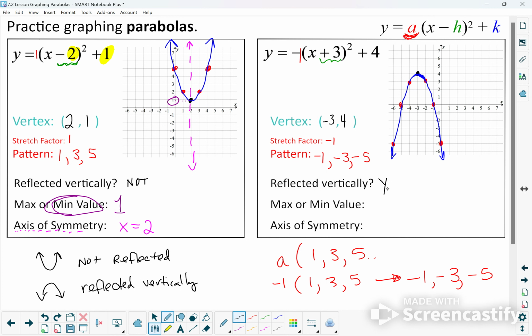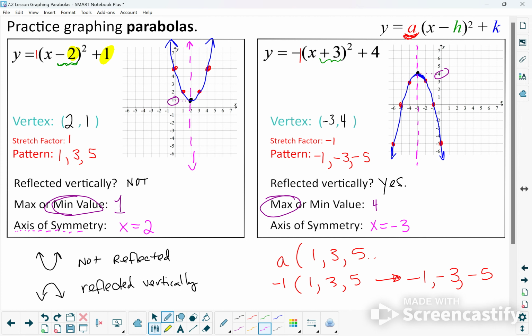So this one was reflected vertically. It opens downward. And because it got reflected and it's opening downward, it has a maximum value. And the maximum value of this function is 4. The axis of symmetry of this function, so if we think about that imaginary line of symmetry that cuts that parabola right in half, that would be x is equal to negative 3.